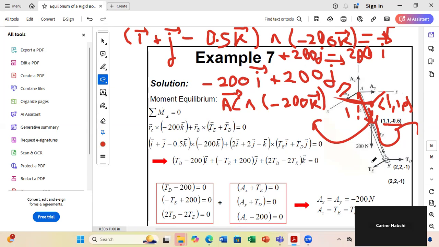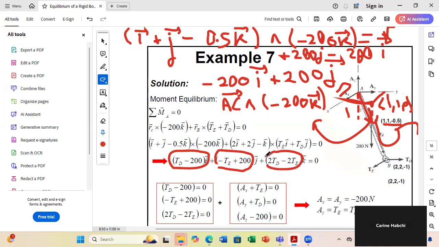Now for T_E and T_D, same approach. I have two methods, either the right-hand rule or the vectorial product. Here they did the cross product, and after you do the expansion, you will obtain, along i in total, T_D minus 200. Along j, you have minus T_E plus 200. And along k, you have 2T_D minus 2T_E.